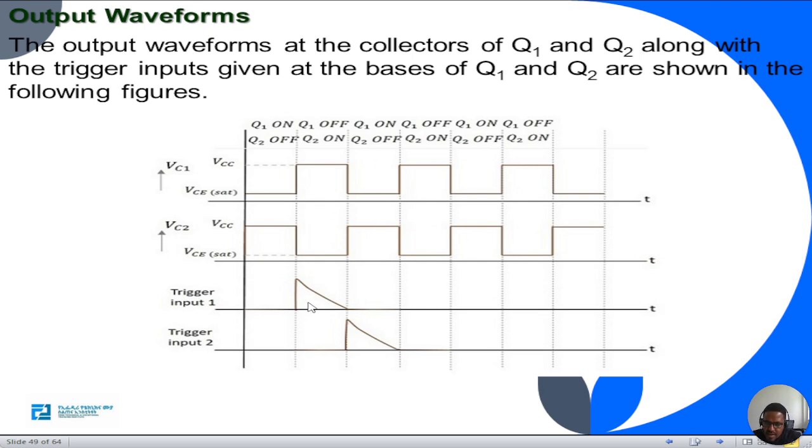So after triggering, it's changed. Look at it. One of them is high, one low. After triggering again, low, high. So the output at the collector of Q1, along with the trigger inputs given at the base of Q1 and Q2, these wave shapes. After triggering, we can get high or low. If you do not trigger it, that becomes a stable output. It may be low or it may be high, it is a stable state.